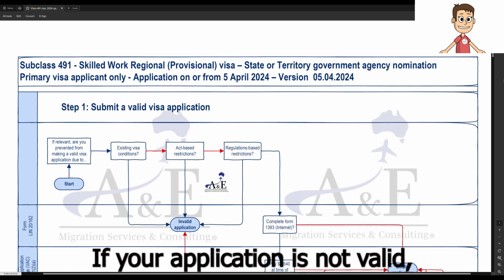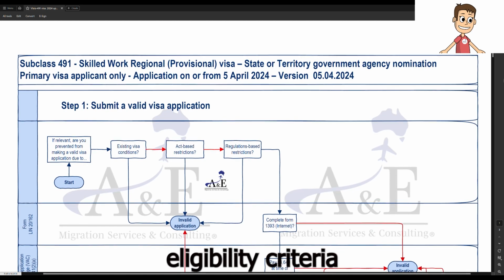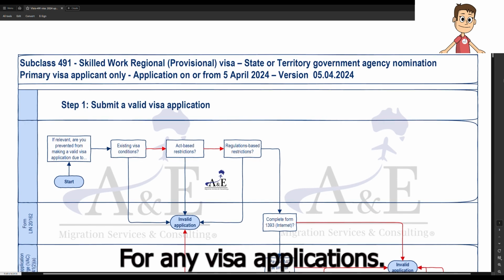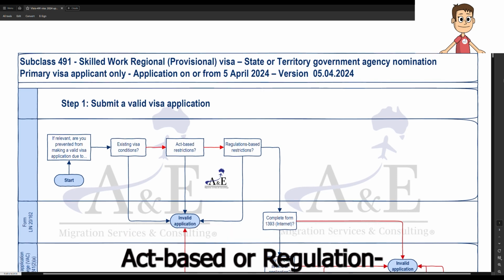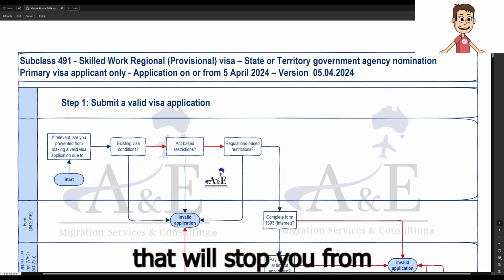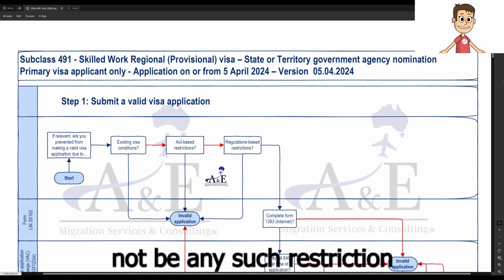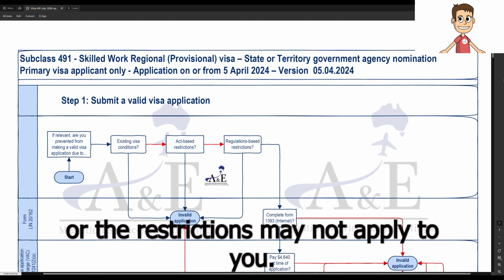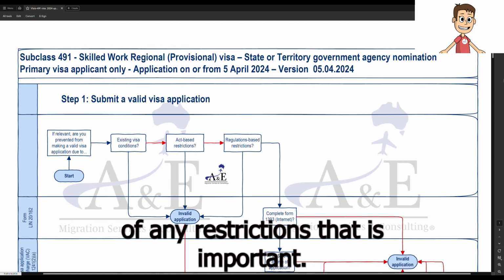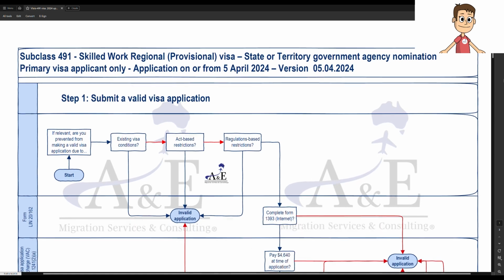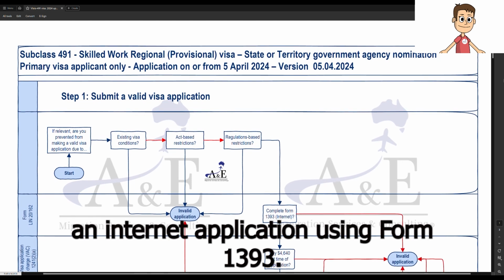If your application is not valid, your application will not be successful even if you meet all visa eligibility criteria. For any visa applications, always check whether there are any visa conditions, act-based or regulation-based restrictions that will stop you from applying for the visa. There may not be any such restriction, or the restrictions may not apply to you. However, it is the awareness of any restrictions that is important. You can only submit an internet application using Form 1393.